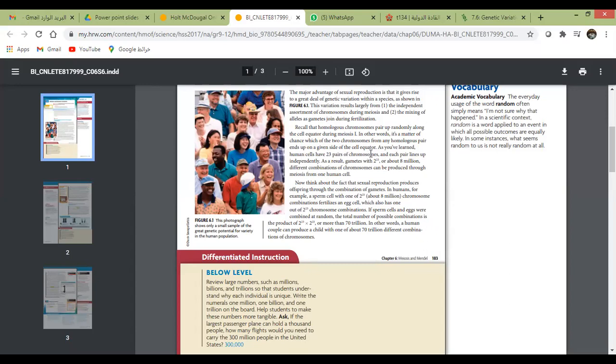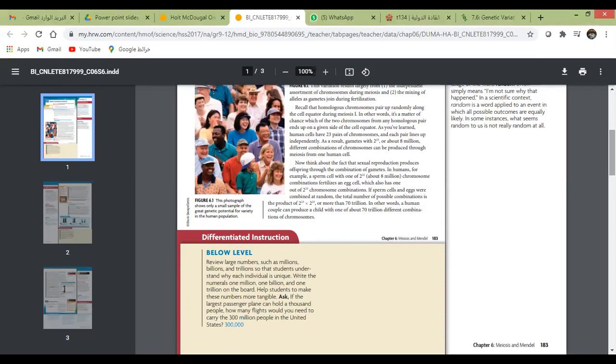As humans, we still have 23 pairs of chromosomes. Each pair lines up independently. The gametes will have half, so 23, with 2 to the power of 23. So we will have approximately 8 million different combinations of chromosomes that can be produced by meiosis. Imagine, during meiosis I can have the possibility of 8 million different combinations. So imagine we have 8 million and 8 million.